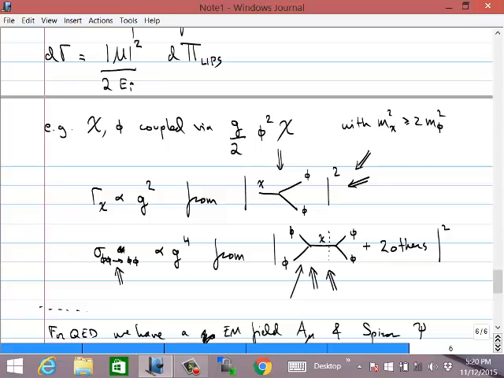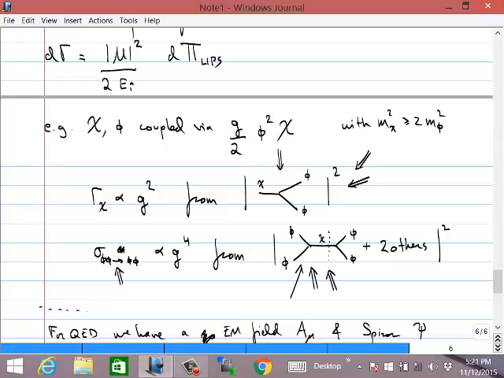But yes, one comment I'll make is that if a decay process is possible, the reverse process is also possible. That's a fundamental principle of quantum mechanics. In quantum mechanics, time evolution is unitary, so every process is reversible. And so it is possible to have two phis coming in to make a chi.